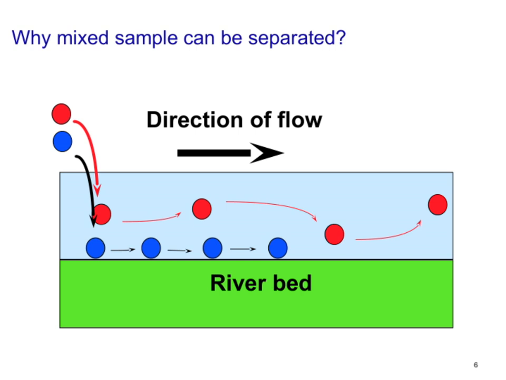In essence, by controlling or understanding the flow direction and the characteristics of the river bed, we can effectively separate mixed samples based on their physical or chemical properties. This concept is fundamental in many separation techniques used in environmental science, engineering, and even in industrial processes.